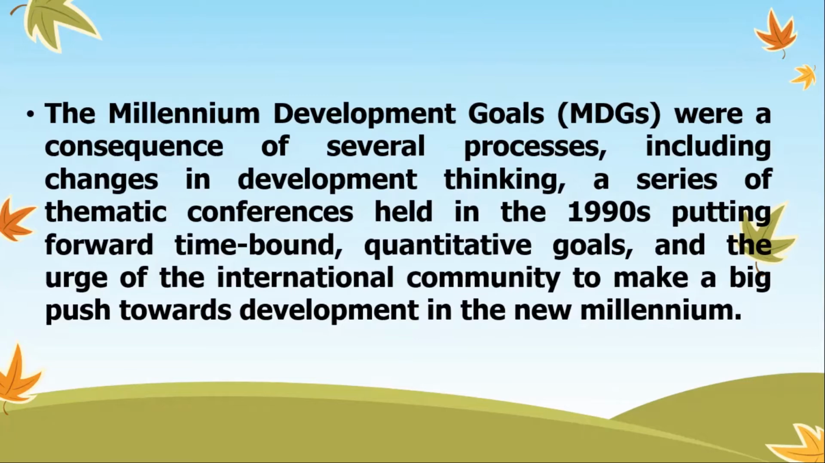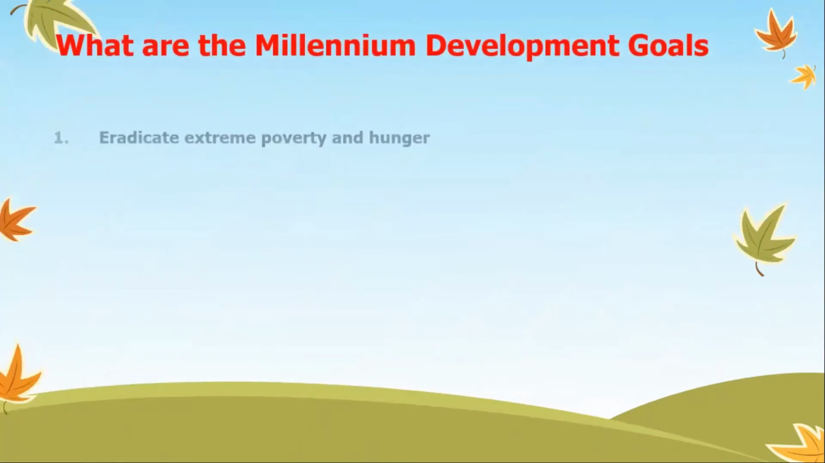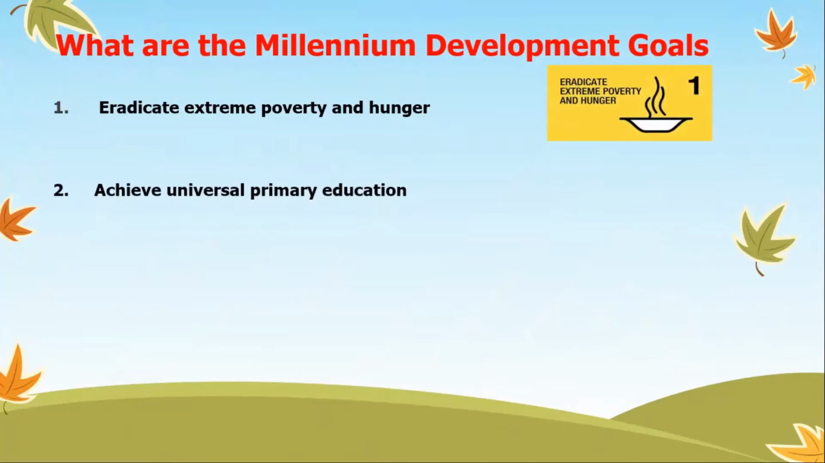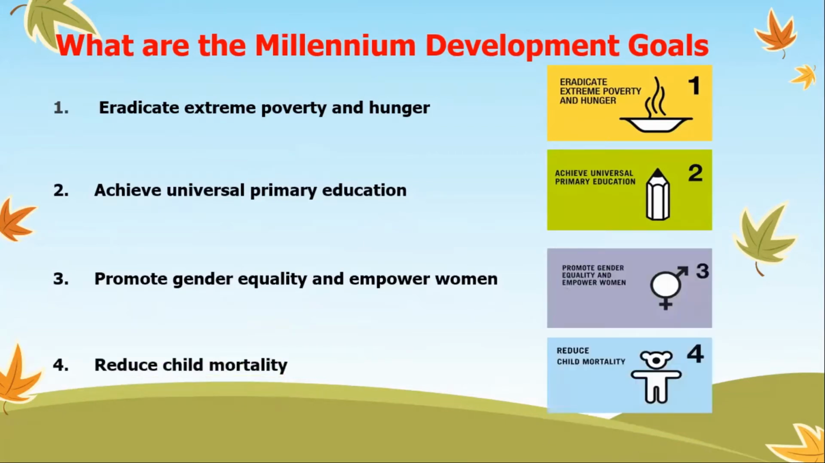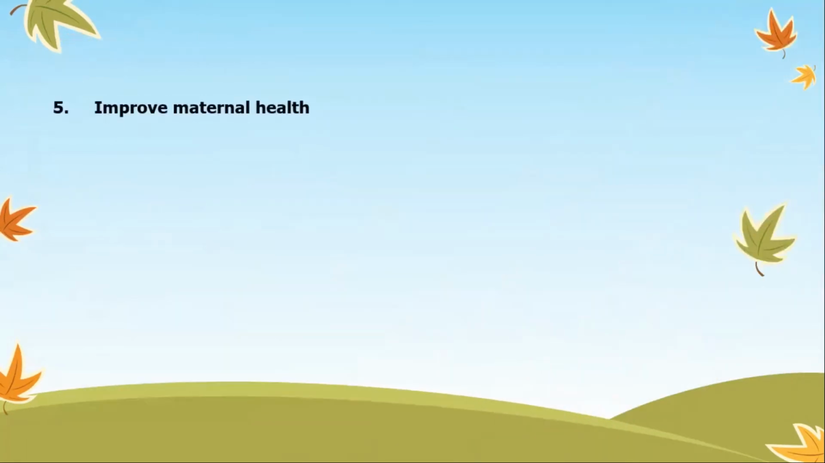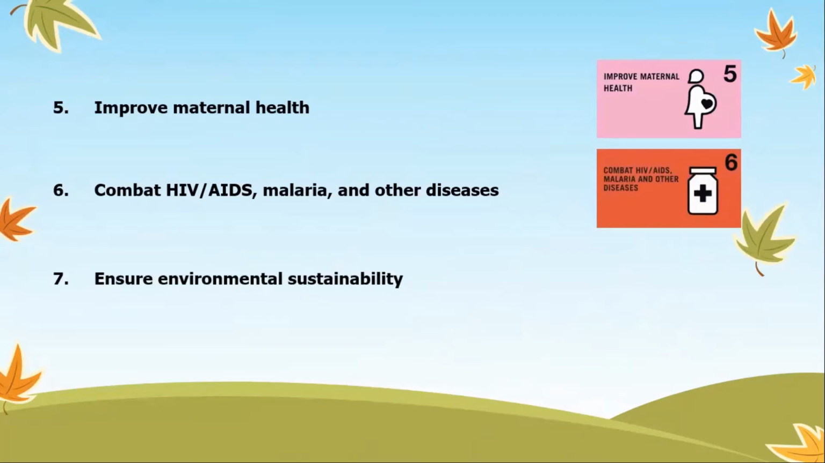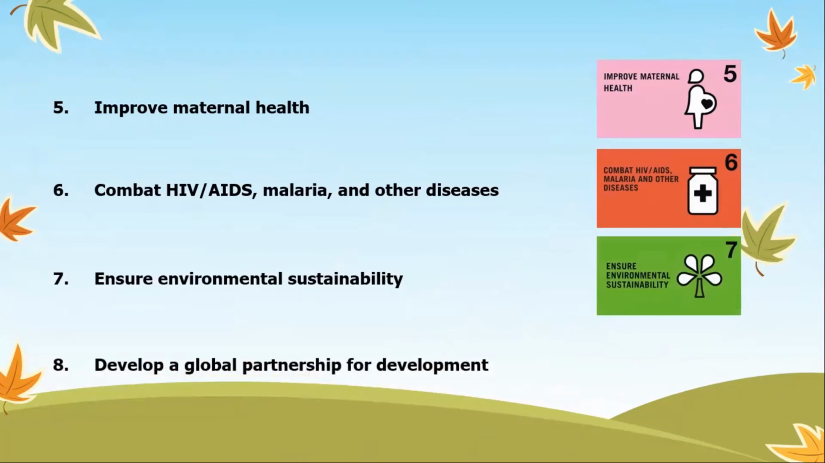So these are the Millennium Development Goals, or the 8 goals. First, eradicate extreme poverty and hunger. Second, achieve universal primary education. Third, promote gender equality and empower women. Fourth, reduce child mortality. Fifth, improve maternal health. Sixth, combat HIV, AIDS, malaria, and other diseases. Seventh, ensure environmental sustainability. And eighth, develop a global partnership for development. So those are the 8 goals, and they will be discussed with my groupmates later on.